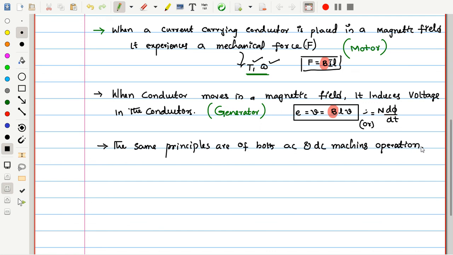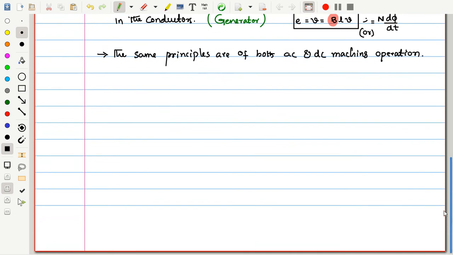You will not find much difference between the AC and DC. So we will have flux, we will have current, we will have length of the conductor. That same kind of principles will be applicable. And here just let me elaborate a little bit on this motoring action and the generator action. Then let us move on to the electromechanical energy conversion principles.